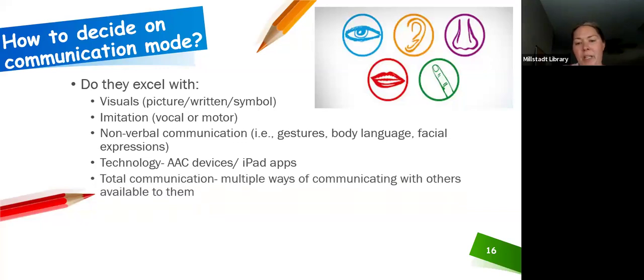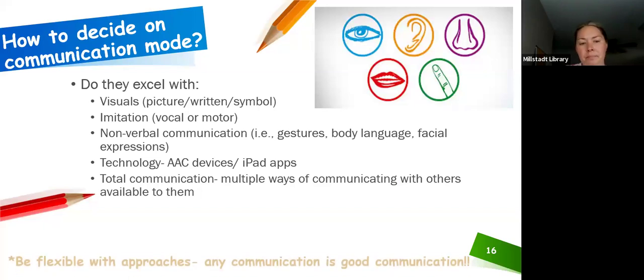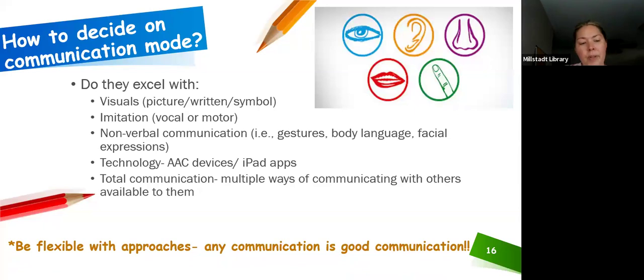And then there's total communication, which is any one of these other bullet points used in conjunction with each other. So it could be that they're able to say yes and no through shaking their head, but they may need a visual or the use of a device to communicate greater needs besides yes and no. It's important that we're being flexible with our approach and knowing that any communication someone is using is good communication.